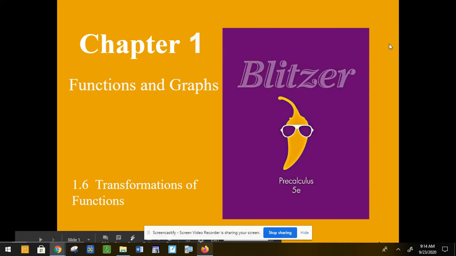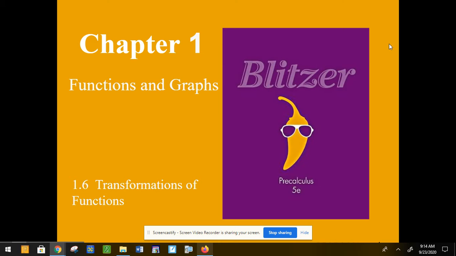All right, welcome to lesson 1.6. We're talking about transformations of functions. So, things that will slide, a translation, things that'll slide the function up, down, left, or right, things that will flip the function, reflected across either axis, or stretch or compress the functions.